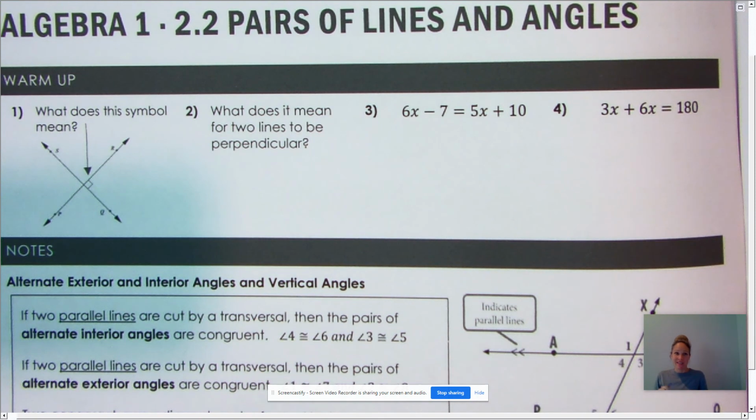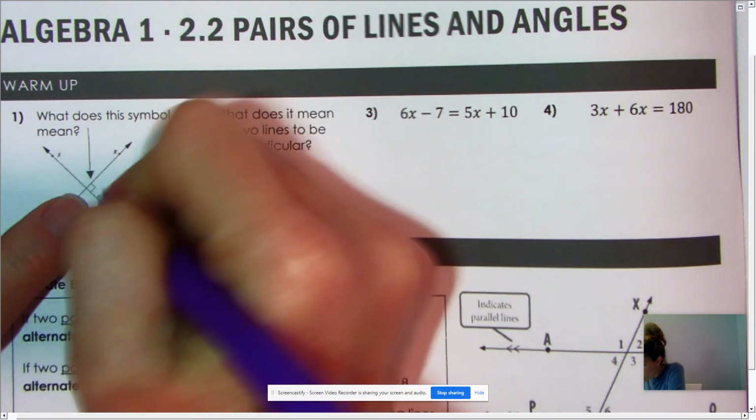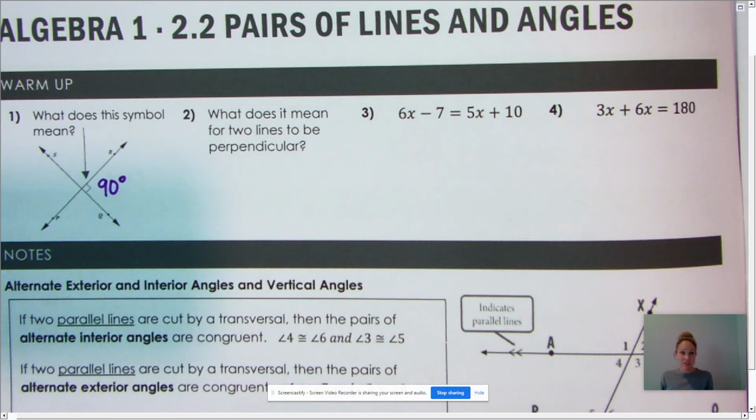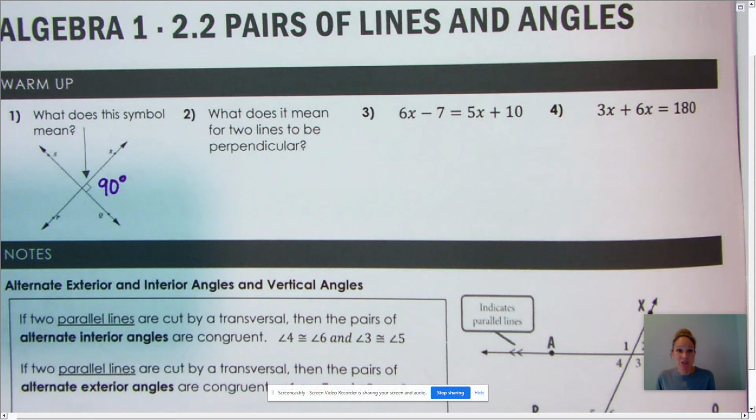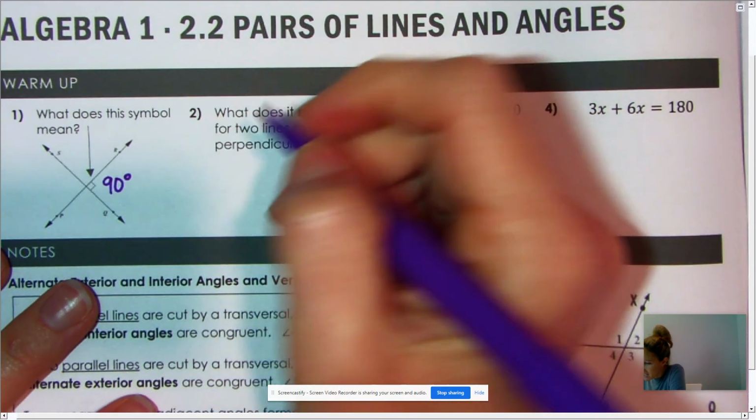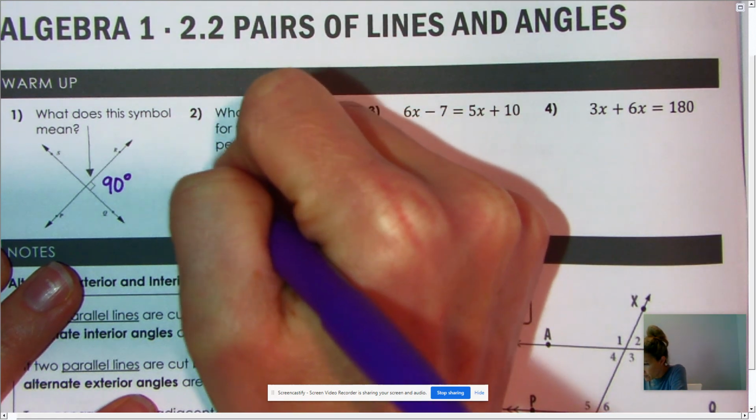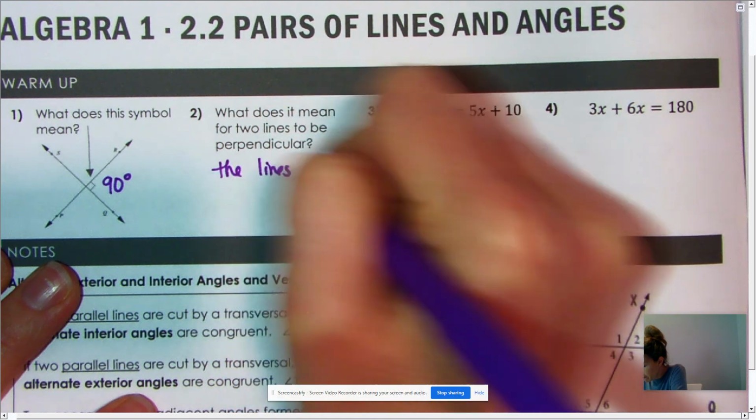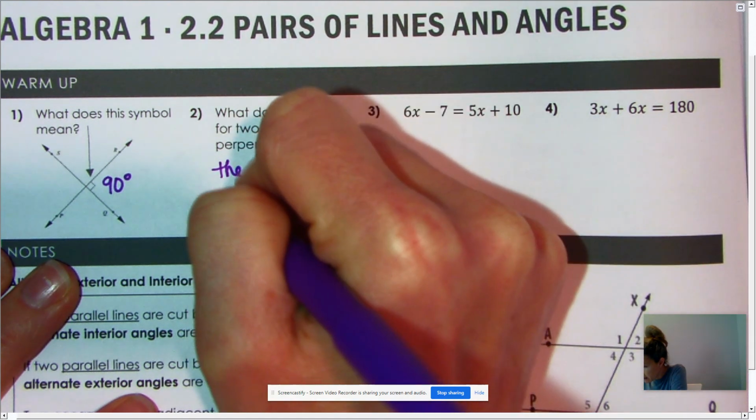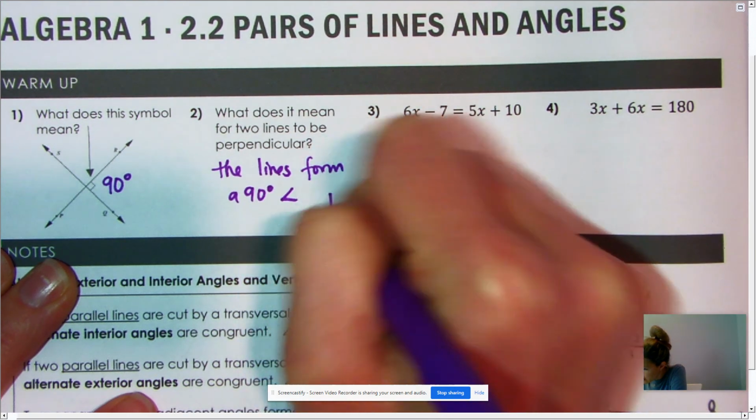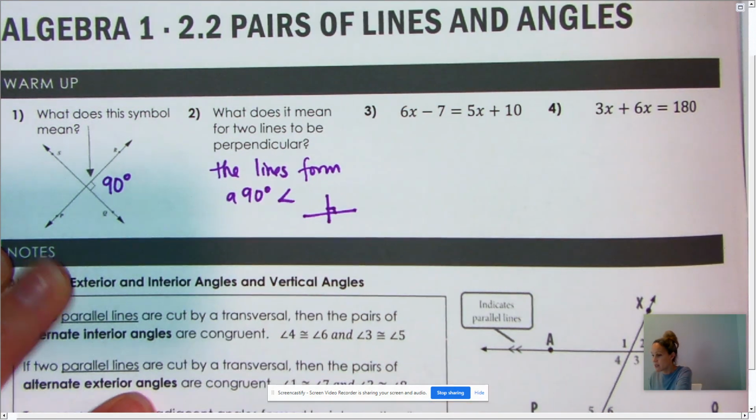So first question, what does this symbol mean? This little square right here means perpendicular and that the angle is measured 90 degrees. Question number 2, what does it mean for two lines to be perpendicular? It means that the lines form 90-degree angles. So the lines form 90-degree angles, like that picture right there.